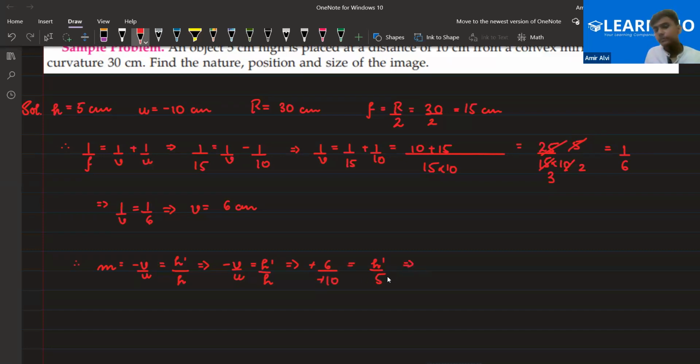I'm shifting this 5 to the left hand side. So h dash will become 6 into 5 divided by 10. Or you can multiply 6 into 5 is 30, and divided by 10 would be 3 centimeter. As you know, the image height is positive. It means that the image is upright. So it's going to be a virtual and direct image.